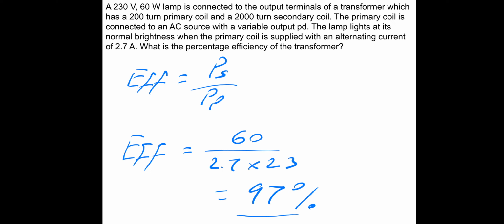So that lesson was a bit trickier than the previous ones on transformers, but that's the A-level standard for the calculations. Remember to make sure that you know how to improve the efficiency of a transformer, and then you should be set for your exam.